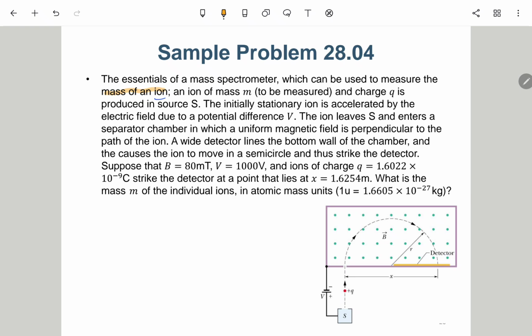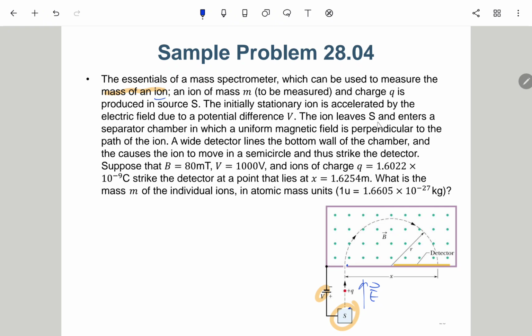Okay, so it is generated here. Okay, the initially stationary 是静止嘛。Stationary ion is accelerated by the electric field due to the potential difference V. Okay, so the potential difference is here, and there will be E field between here and there. Okay, so this E field accelerates the ion.